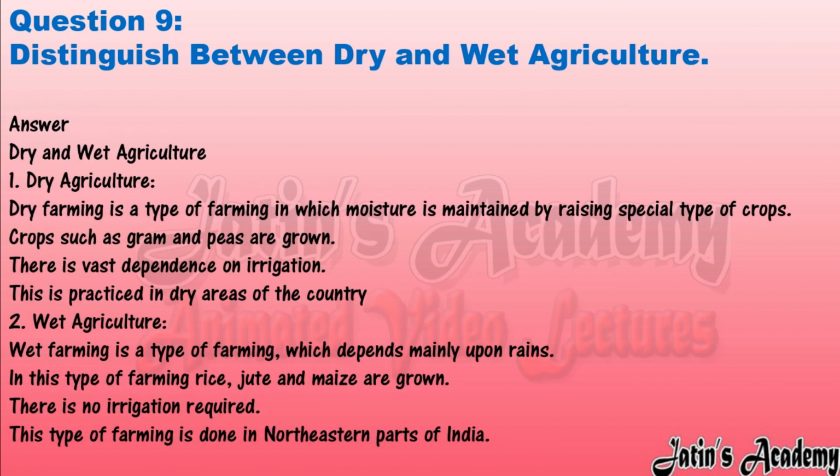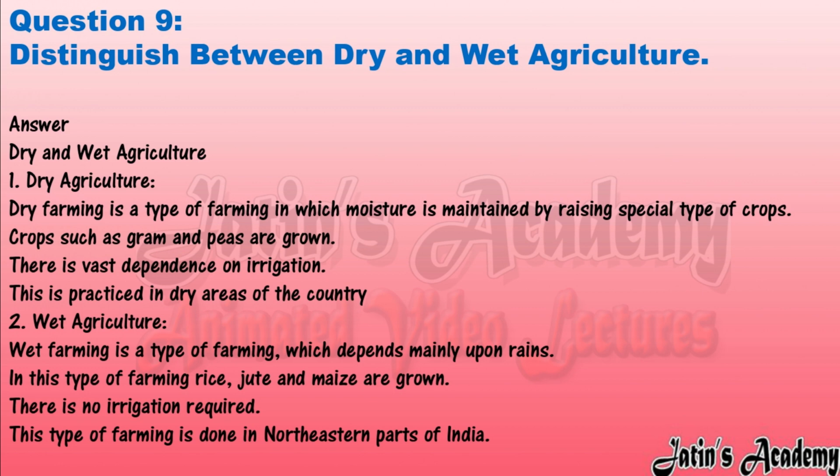Question 9: Distinguish between dry and wet agriculture. Answer: 1. Dry agriculture. Dry farming is a type of farming in which moisture is maintained by raising special types of crops. Crops such as gram and peas are grown. There is no dependence on irrigation. This is practiced in dry areas of the country.